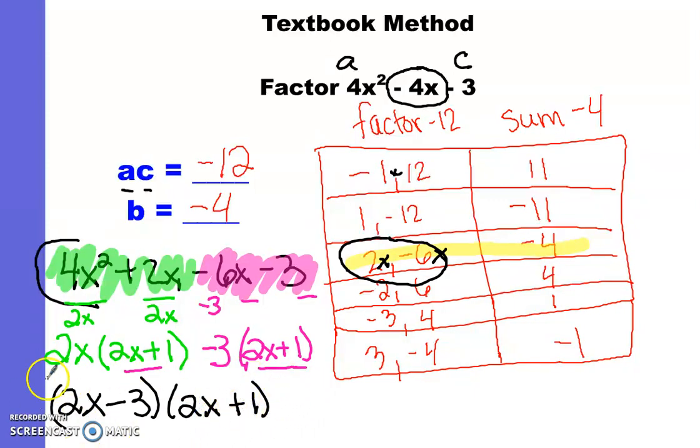This is my goal. This trinomial factored. These are the two factors of this one here. This is my goal. I am done there.